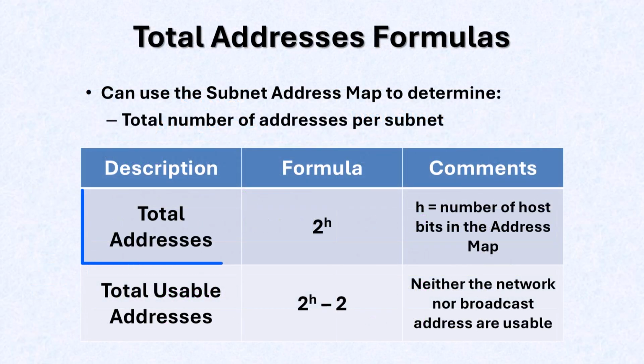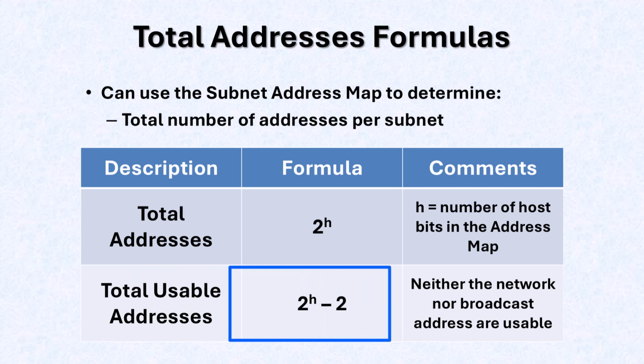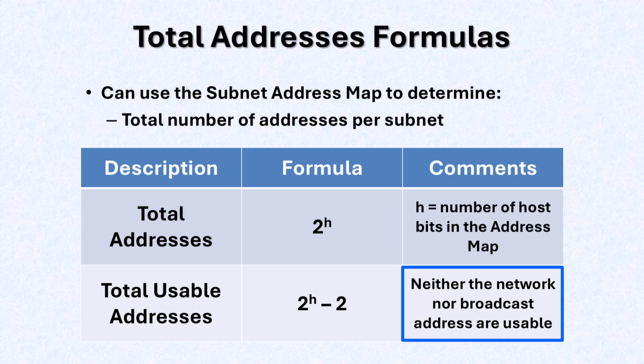The formula for the total number of addresses per subnet is 2 to the h. The formula for the total number of usable addresses is 2 to the h minus 2. The h represents the number of host bits in the address map. Recall that we subtract 2 in the total usable formula, because neither the network address nor the broadcast address can be assigned to a device.